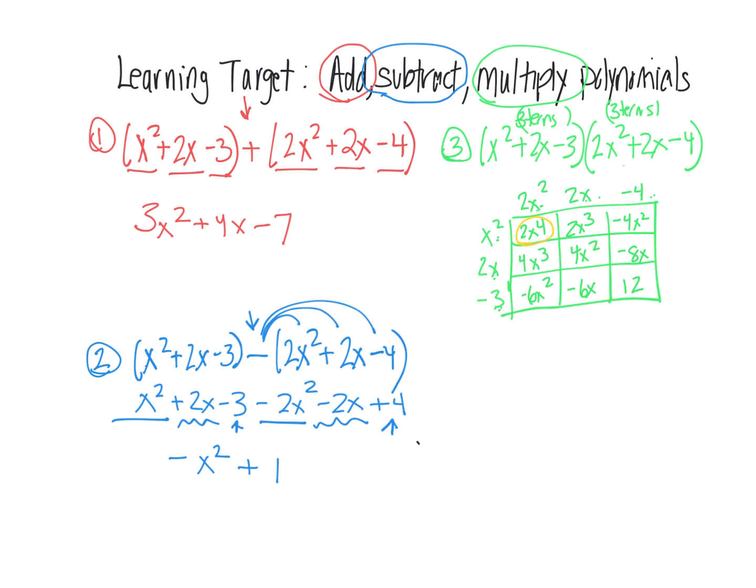So there's my 2x to the 4th. It doesn't combine with anything else. But I do have a 4x to the 3rd and a 2x to the 3rd. That'll give me a 6x to the 3rd. When we combine a negative 6, a positive 4, and a negative 4, that is going to give me a negative 6x squared. And then negative 8x and negative 6x will be negative 14x, and then plus 12.